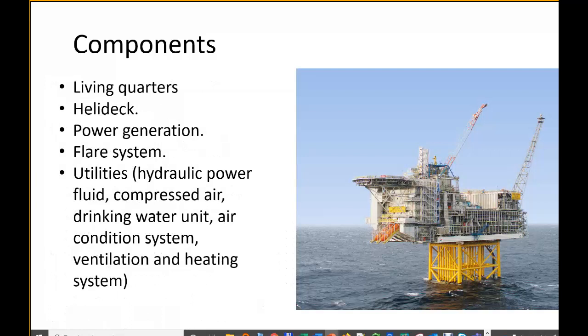Then we have other things, which are living quarters for people. We don't have that many unmanned facilities in the world offshore, but we have a few. But like we will see now, they are just one offshore structure. One of the offshore structures can be unmanned, but all the rest are maybe manned. Okay. Helideck, you see it here on the figure. Power generation is usually done through a gas turbine that runs on the same gas that you're producing. The flare system, you see the flare here to the right sticking out.